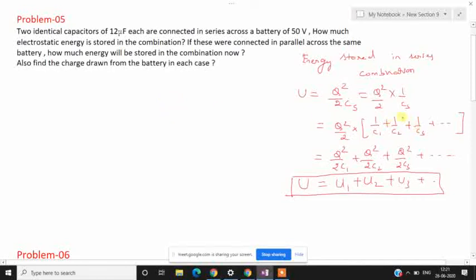Why I have taken the expression Q square by 2CS here: because Q is constant. The charge on each capacitor is constant in the series combination, so I have taken this expression. For parallel, you should take some other one. Energy stored in the parallel combination.